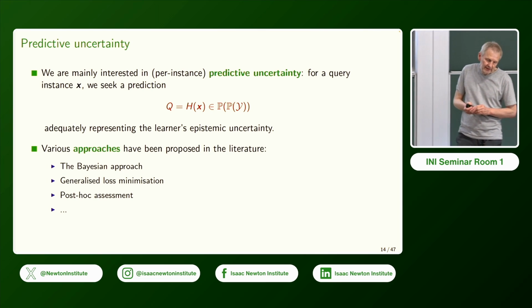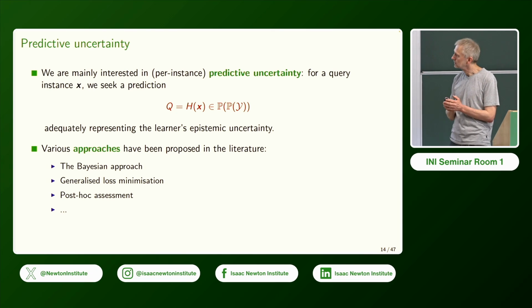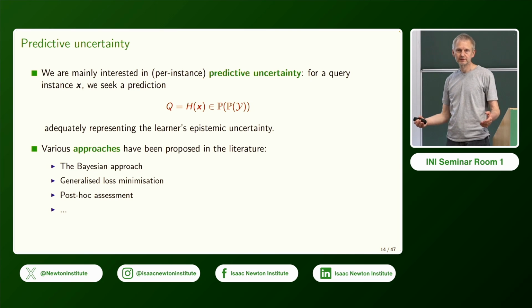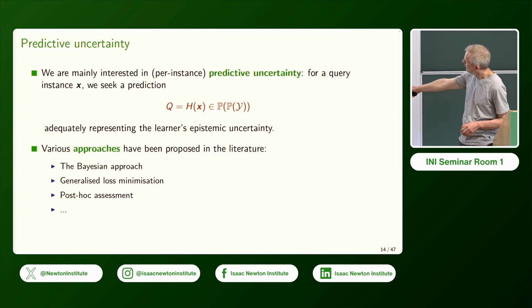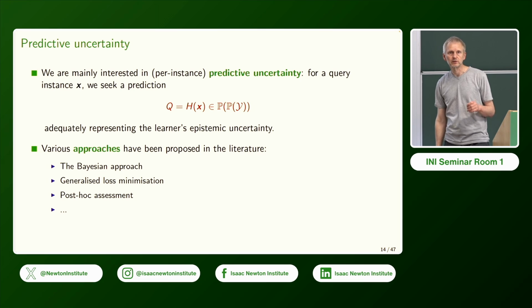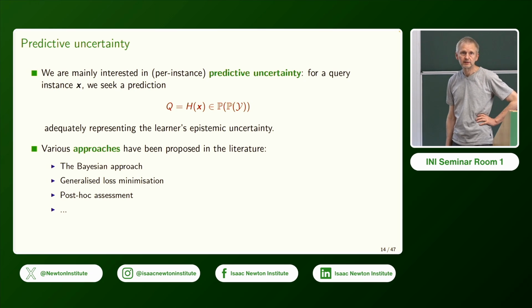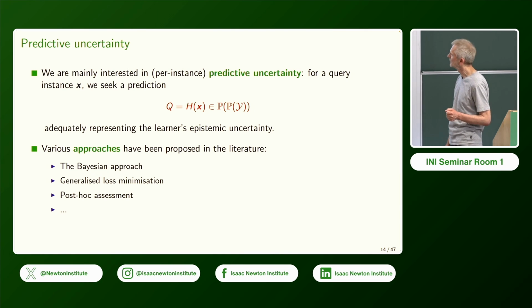Quite a number of methods have been considered recently in the literature. I can't, of course, give an overview here of all of them. A few words I will say on the Bayesian approach, which is perhaps the first that comes to your mind, and which is indeed one way to go. And then I will speak a little bit more about this idea of generalized loss minimization, on which we recently obtained some interesting theoretical results, which I would like to share with you.